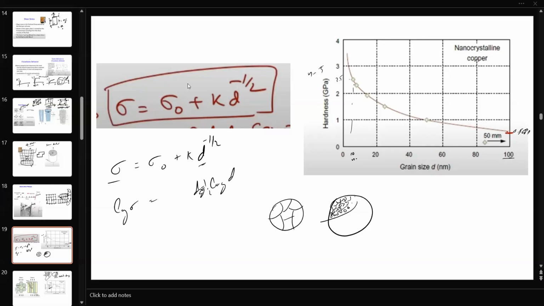You see yield strength of single crystal. As you decrease the particle size, your yield strength increases. D decreases. You can see hardness. Hardness again is just how much the material resists plastic deformation. As you're decreasing the grain size, your hardness.